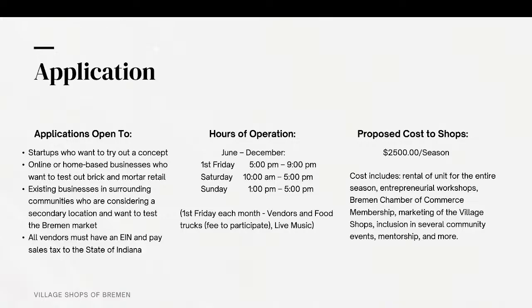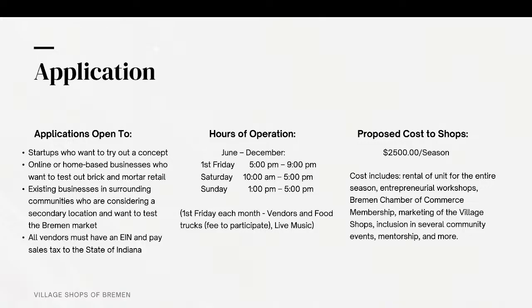All vendors have to have an EIN number and pay sales tax, because we want to make sure that they are in business and that they actually want to move forward. No direct sales, nothing like that. MLMs would not be accepted. The hours of operation, the rest of this, we've just thrown out there. It's not set in stone.